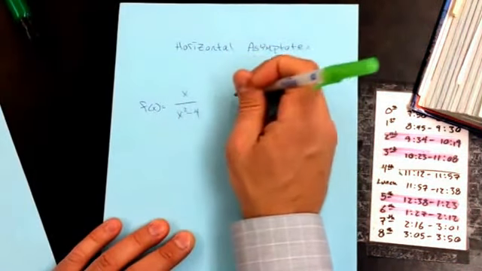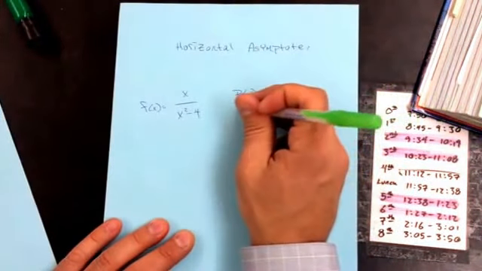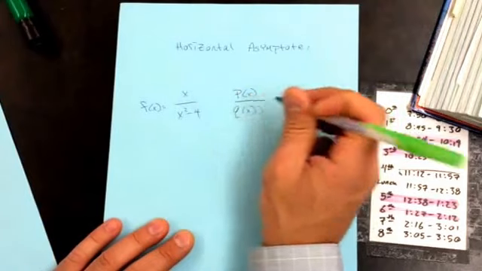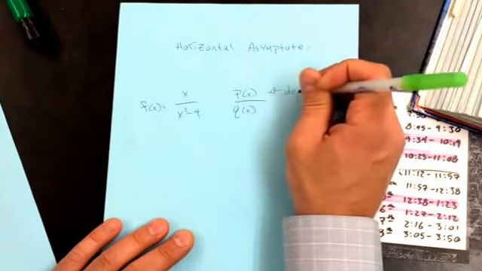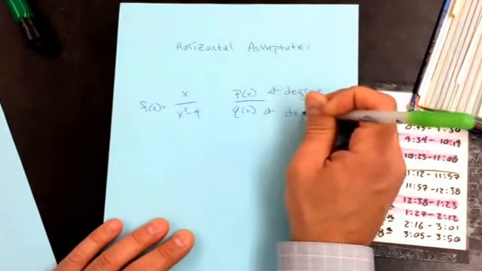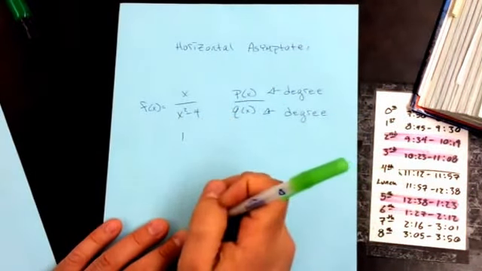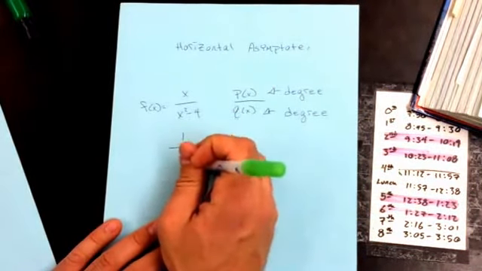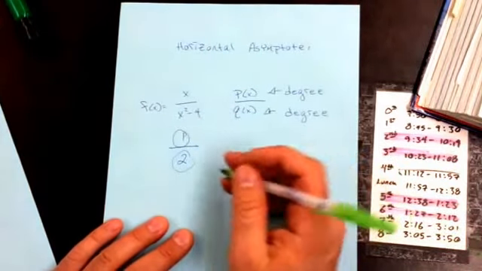We're going to think of the top as p of x, and the bottom equation as q of x. What we're looking for here is, what is the degree on top, and what is the degree on bottom? Remember that your degree just comes from the exponent. So our degree on top is 1, and our degree on bottom is 2.